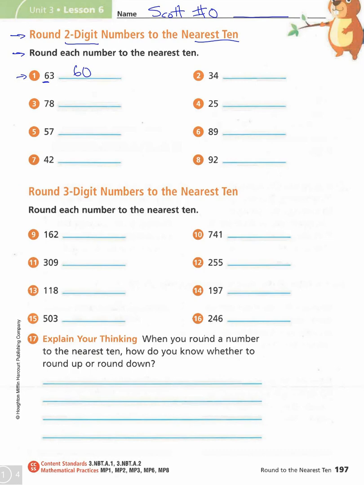Now we are on this section, and it says to round 3-digit numbers. This time we're going to use 3-digit numbers, but we're still going to round to the nearest 10. The directions say to round each number to the nearest 10. Let's look at number 9 together, and I'm going to bring my card back up.